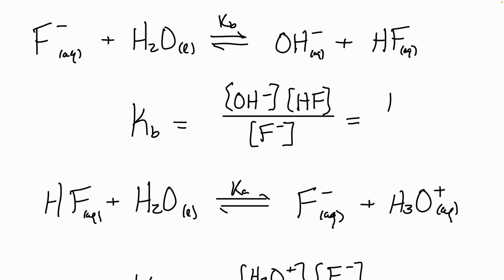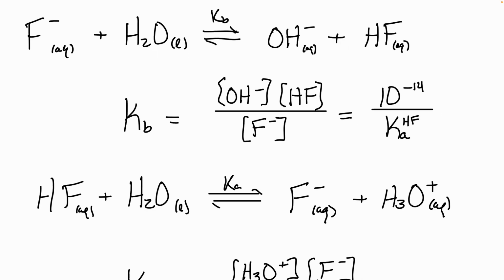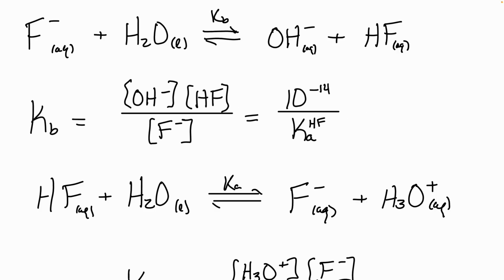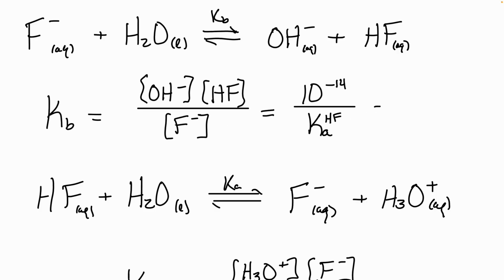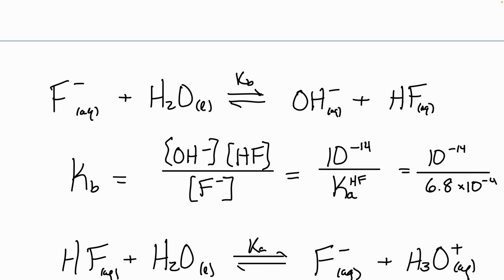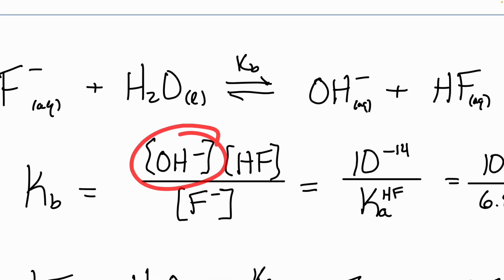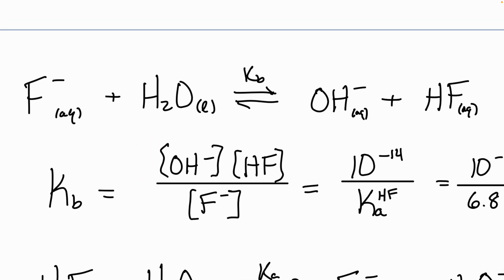This is equal to 10 to the negative 14 divided by that Ka value for hydrofluoric acid. Ten to the negative 14 divided by, what was that value again? 6.8 times 10 to the negative 4? Yeah. And then I'd be ready to go build my ice table and plug everything in to solve for my hydroxide concentration for my weak base here.